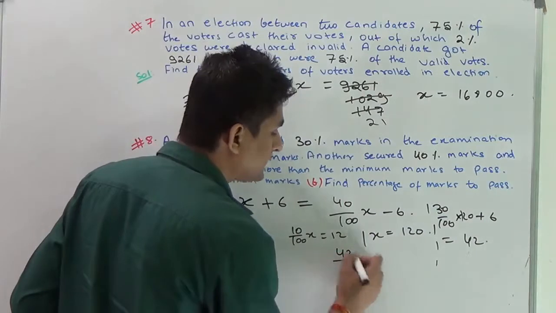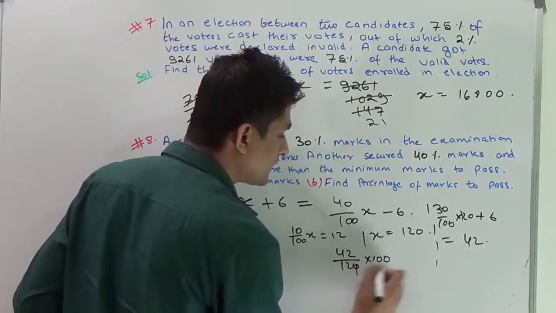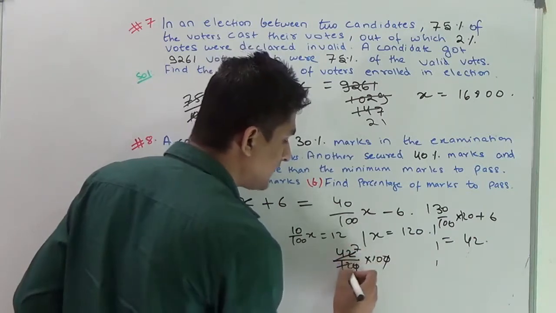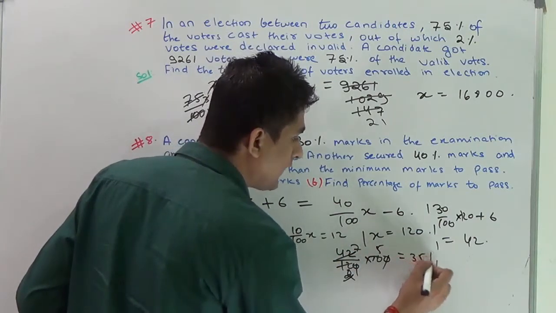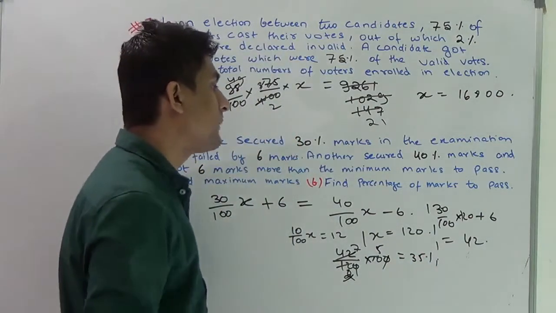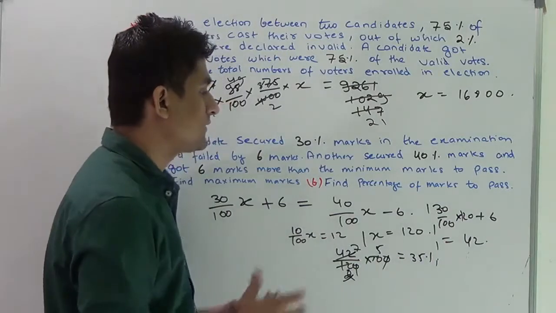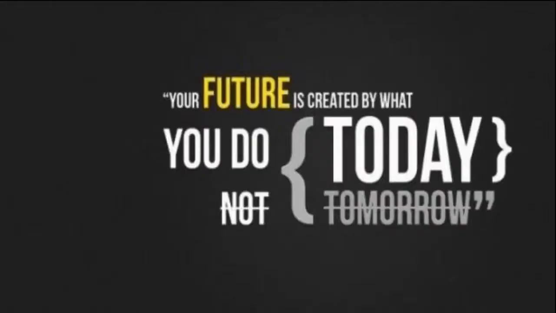Now we have to calculate the passing percentage of marks. That means 42 by 120 into 100. Okay, this 0 and 0 are gone. This is 7 times 6, this is 2 times 6, and this is 5. Now it will come out to be 35%. Therefore, 35% marks was required to pass the examination. I guess this question is clear to you now. We'll move to some other questions now.